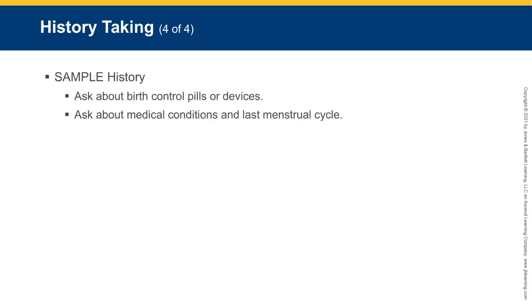A SAMPLE history is especially important in gynecologic emergencies. Ask about birth control use, pre-existing medical conditions, and the date of the last menstrual period. This information can help determine potential causes of the emergency.